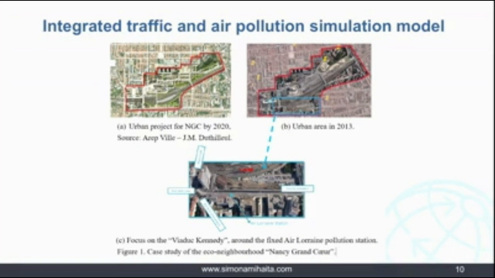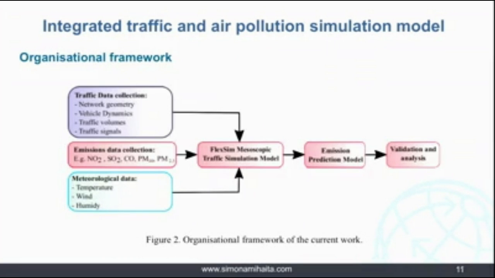As you can see, this is the projection of the neighborhoods and how they want to transform it in the future. This is the current state of the neighborhoods in 2013. And our focus only for this particular study was on this big boulevard over here, which was near the train station, as you can see. Why did we choose this area? Simply because here is the air quality monitoring station from Air Lorraine, which provided us accurate information about the pollution concentrations in the city. So we had a very reliable source of information in terms of air quality, so that we can compare our results.